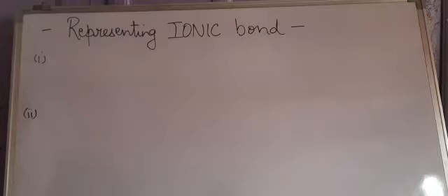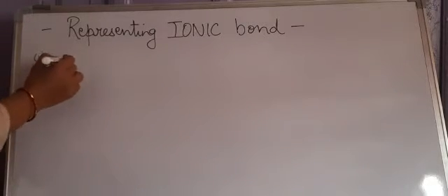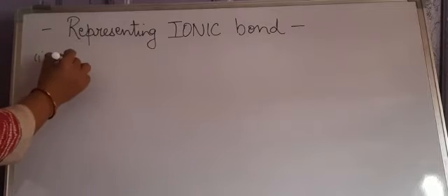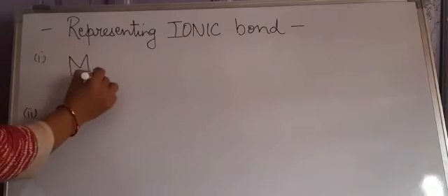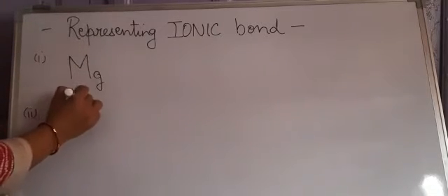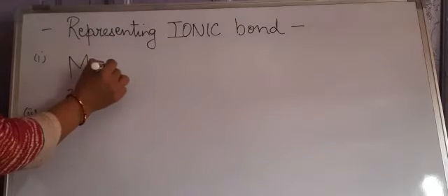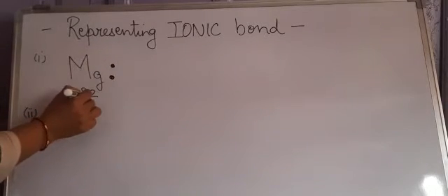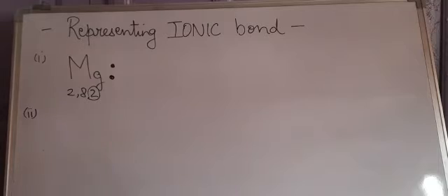So the two steps, first we'll make the electron dot structure of magnesium oxide, means magnesium and oxygen, these are the two atoms. And in the second step, we are going to show how electrons are being transferred. So let's do it. First step, electron dot structure. Magnesium, 2, 8, 2. So you are going to show 2 electrons, outermost orbit of magnesium.